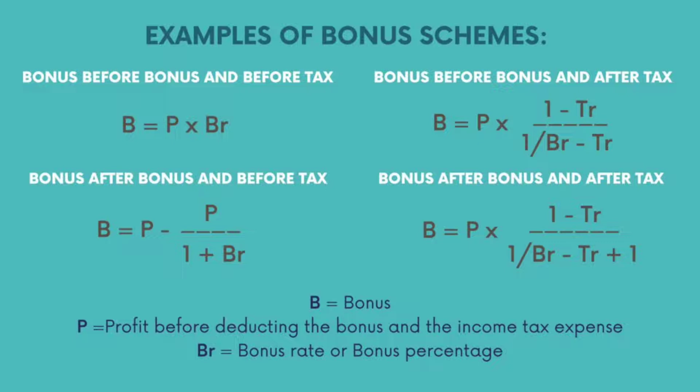Here we can see the formulas to get the bonus schemes. And the meaning of the variables in the formula: B is equal to bonus, P is equal to profit before deducting the bonus and the income tax expense, BR is for bonus rate or bonus percentage, and TR is for the tax rate.